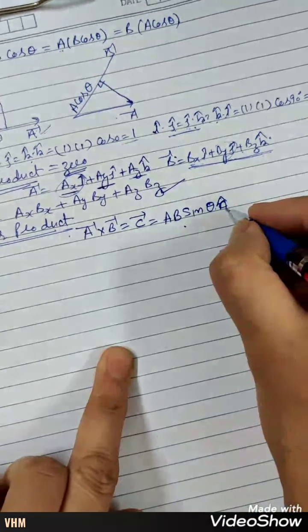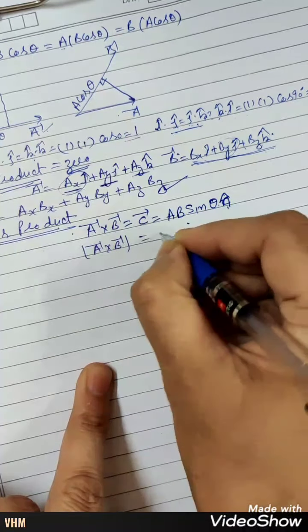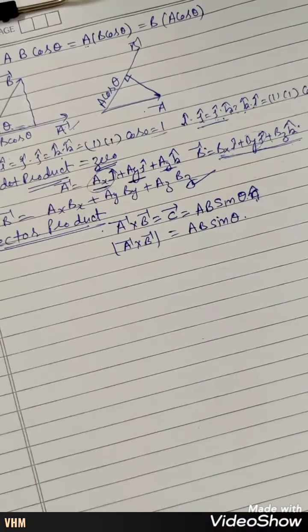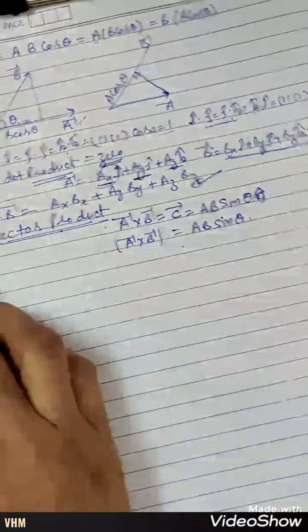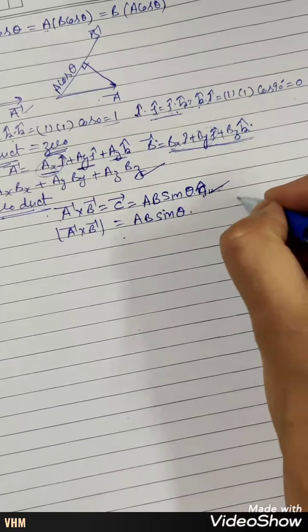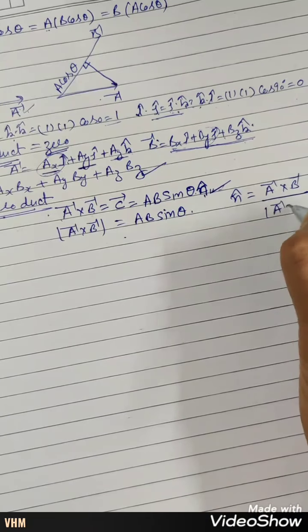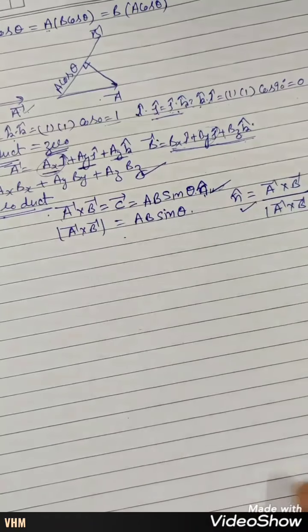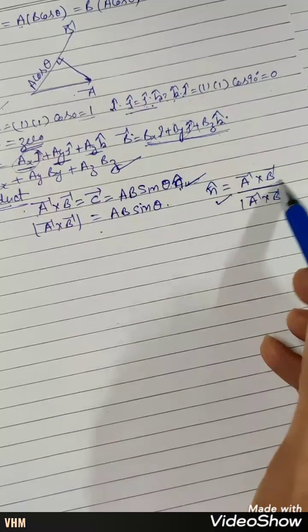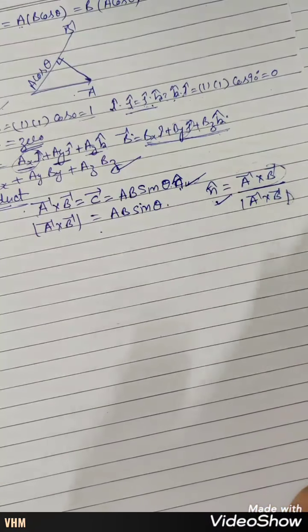If we get the magnitude of this vector, this will become AB sin theta. Then it gives a vector quantity. So this is called a vector product, and we read it A cross B. If we have to find the perpendicular unit vector, it is written as A cross B divided by its magnitude. This is used to find the unit vector that is perpendicular to this cross product, in the direction of the vector product.